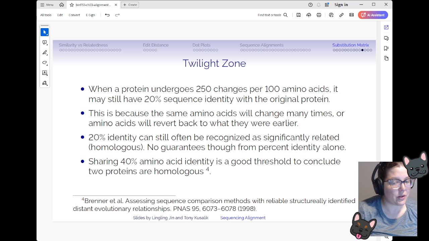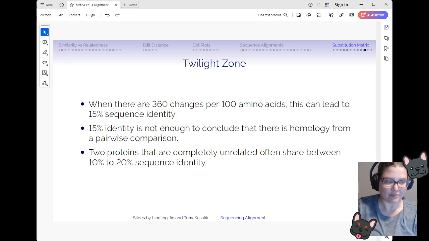Usually the threshold that we use as bioinformaticians is a 40% amino acid identity as a good threshold to conclude that two proteins are homologous. When there are 360 changes per 100 amino acids, we would end up getting about 15% sequence identity, and that is not enough to conclude there's any homology from a pairwise comparison. Two proteins that are completely unrelated, just by random chance, can share between 10 to 20% sequence identity. So if you're in an exam and I'm asking you, these two sequences have 15% sequence identity, are they likely homologs?